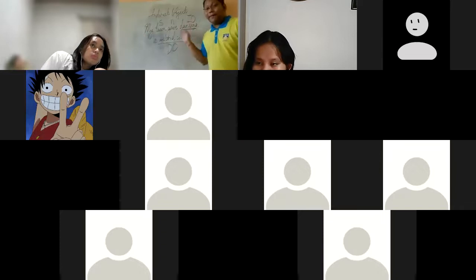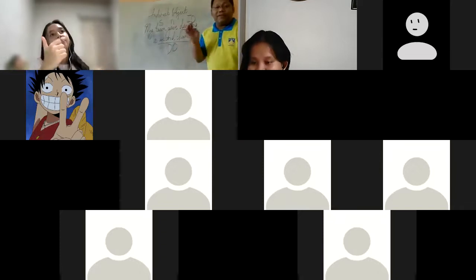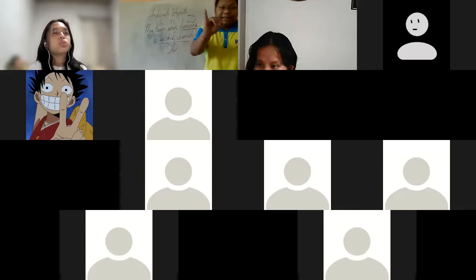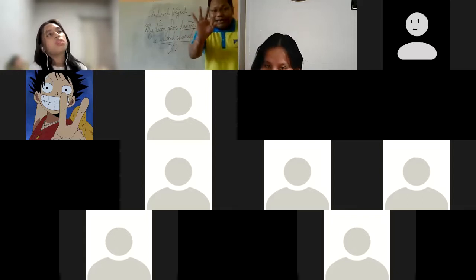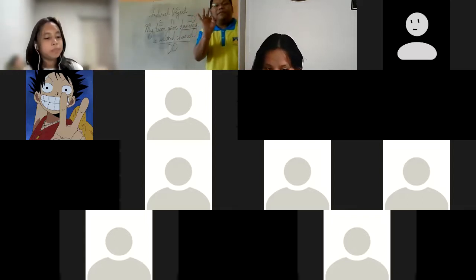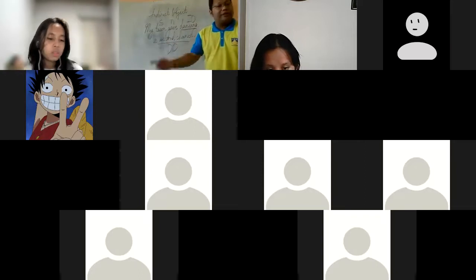Can I erase this now? So how many functions have we had so far? Subject, direct object, indirect object. We still have 3 more functions to consider when we use a noun in a sentence. So I'll erase this.